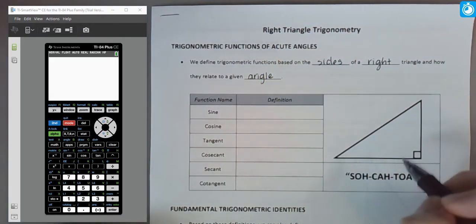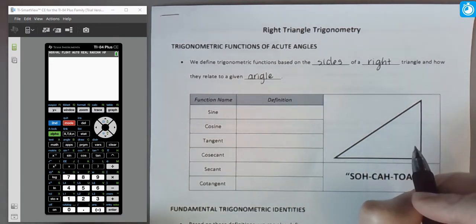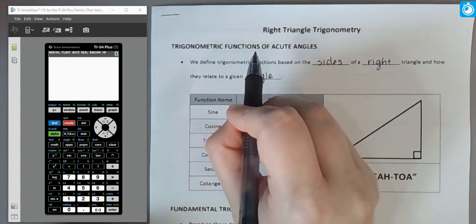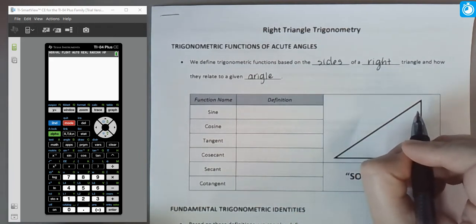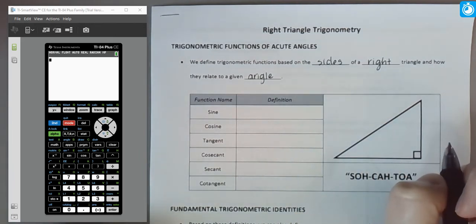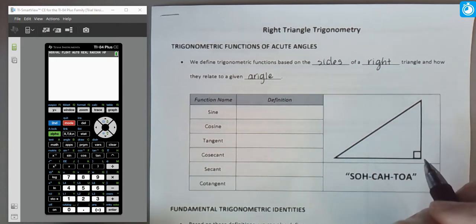So the right angle, of course, is going to be the 90-degree angle in the triangle, and the other two angles will have to be acute angles. So a trigonometric function, what we're going to call a trigonometric function, is going to take an angle as its input, and then the output is going to be a ratio of two sides in relation to that particular angle, whichever of the two acute angles we've chosen.